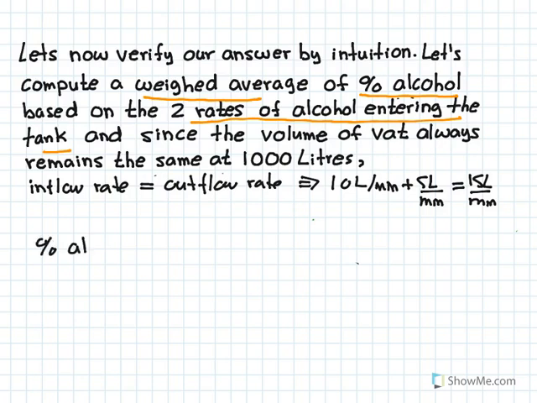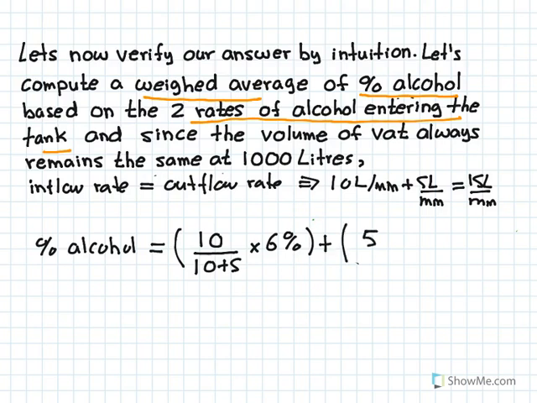So the percent alcohol is going to be equal to: we have 10 liters per minute coming in for the beverage that has 6% alcohol, divided by 10 plus 5, because we have a total of 15 liters coming in from both beverages. Multiply that by 6%, plus the other solution, which is coming in at a rate of 5 liters per minute, divided by 10 plus 5, the total amount of solution entering the tank, multiplied by the concentration of the second beverage, which is 4% alcohol. We do a weighted average.